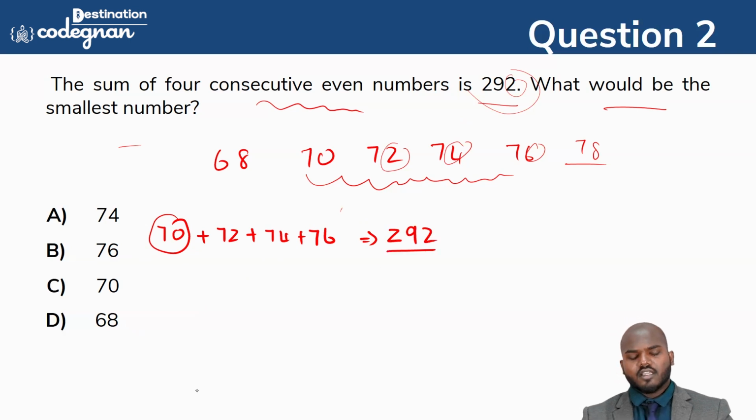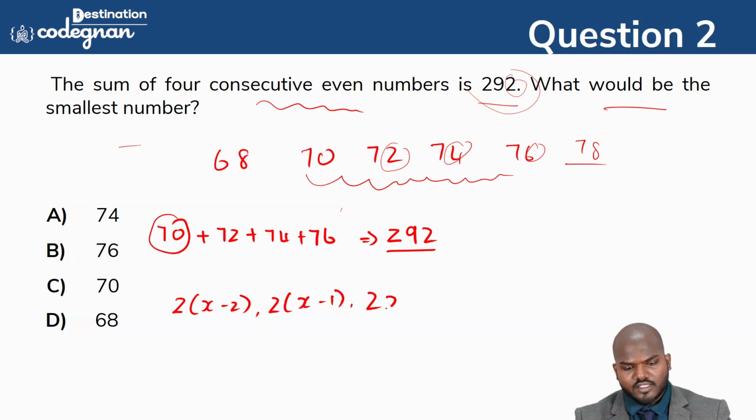Okay. Sir, this is a conventional method. How can I find the answer using some other way? Okay. So we can say that there are 4 consecutive even numbers. How can you write the consecutive even numbers? We can say like 2 times of x minus 2, comma 2 times of x minus 1, and 2x. Okay. And 2 times of x plus 1 we can write.